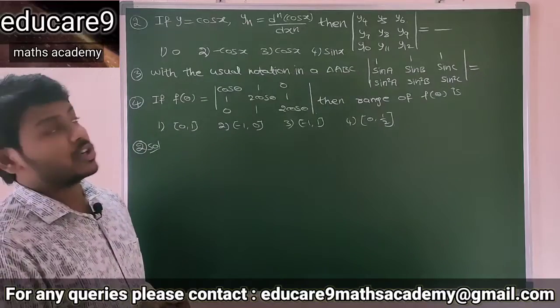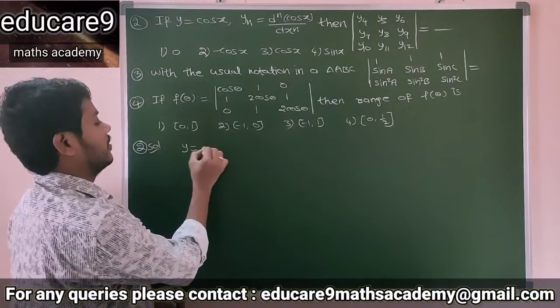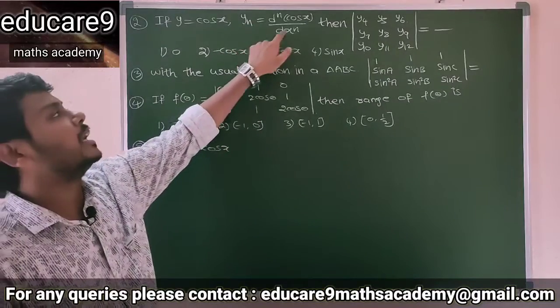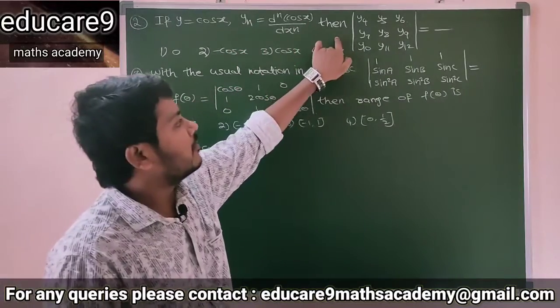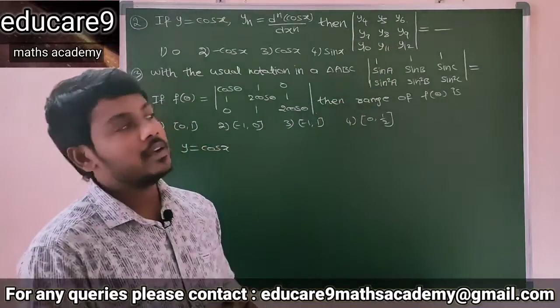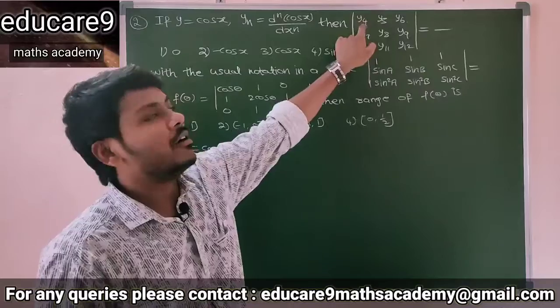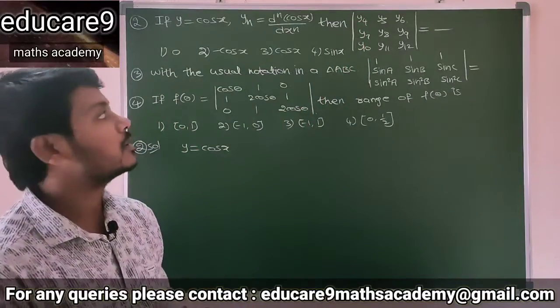Here y is equal to cos x. So given y is equal to cos x. Here yn denotes the nth derivative of cos x. Then find this determinant. Here n is equal to 4. So we have to differentiate y four times.